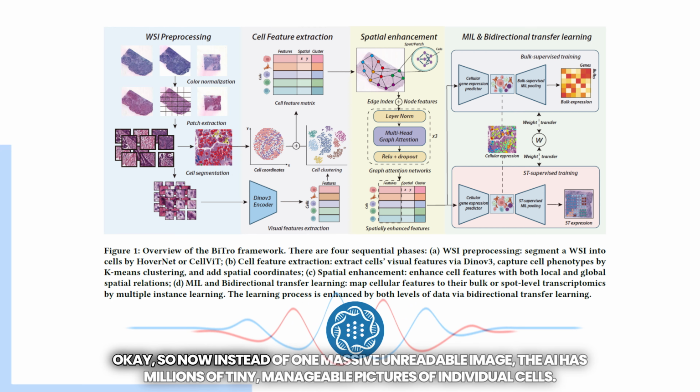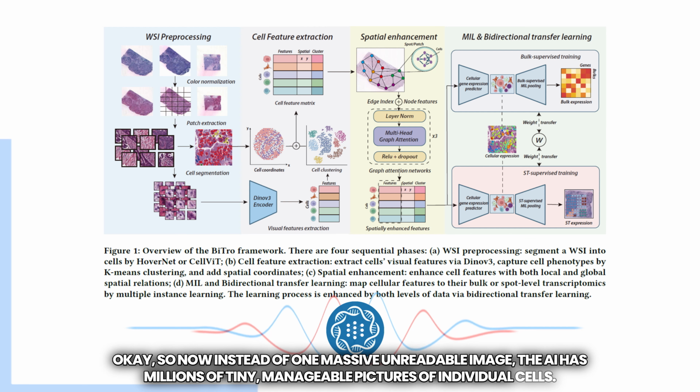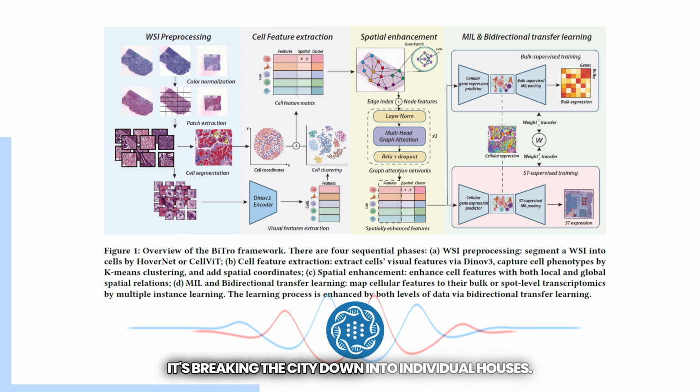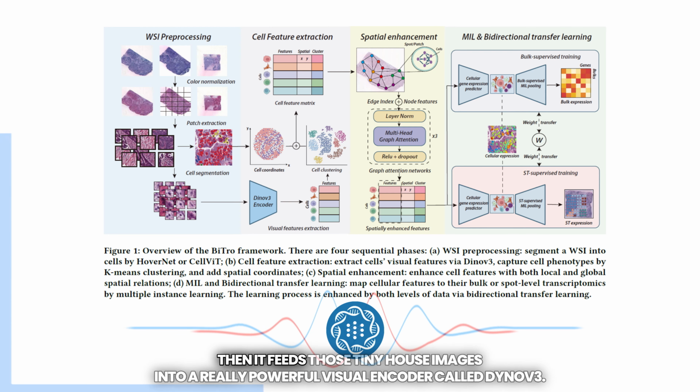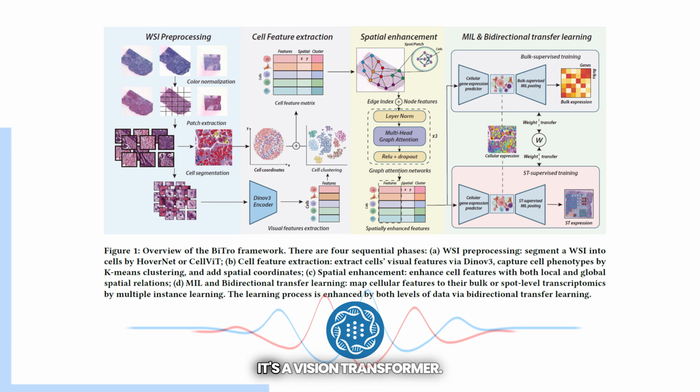Okay, so now, instead of one massive, unreadable image, the AI has millions of tiny, manageable pictures of individual cells. Exactly. It's breaking the city down into individual houses. That makes perfect sense. So then what? Then it feeds those tiny house images into a really powerful visual encoder called DINOv3. DINOv3 sounds intense. It's a vision transformer.